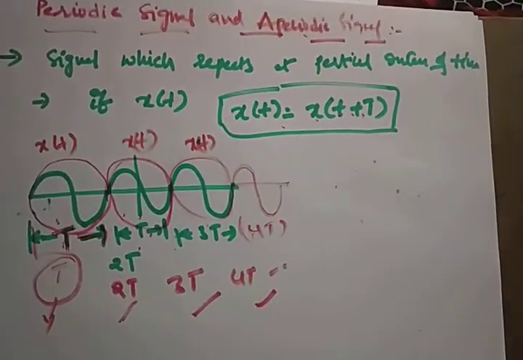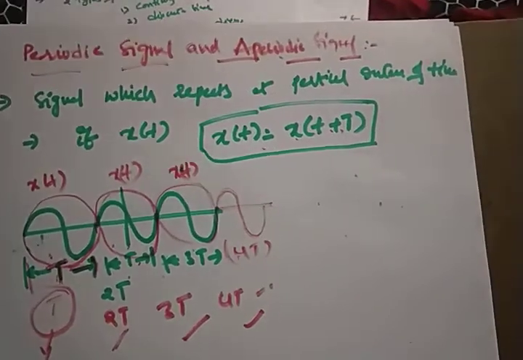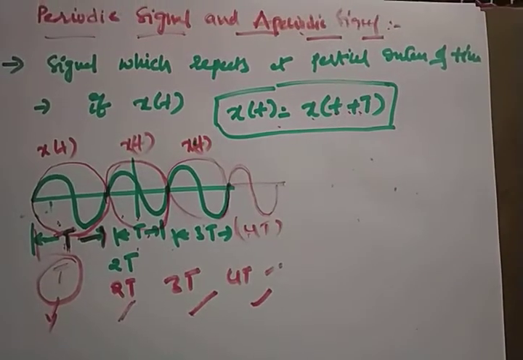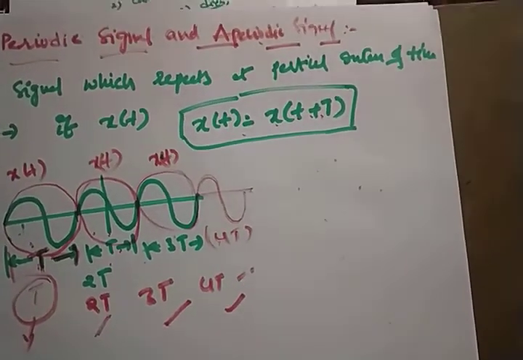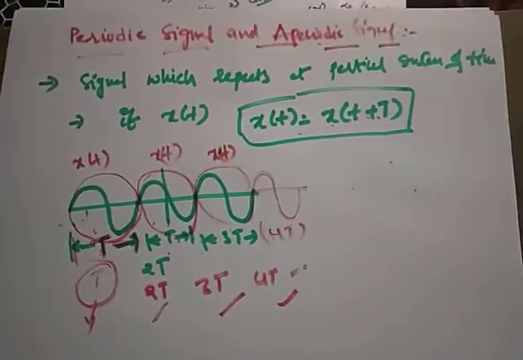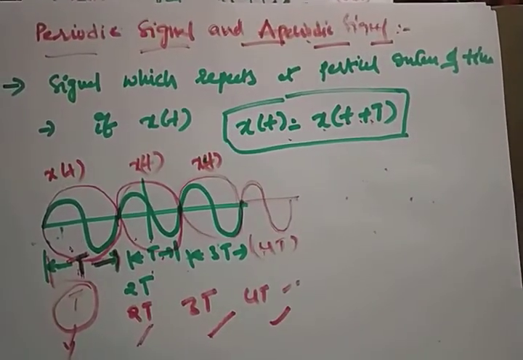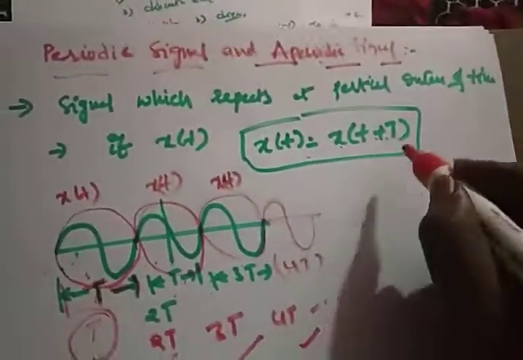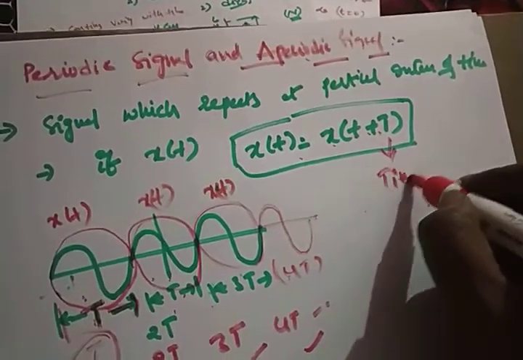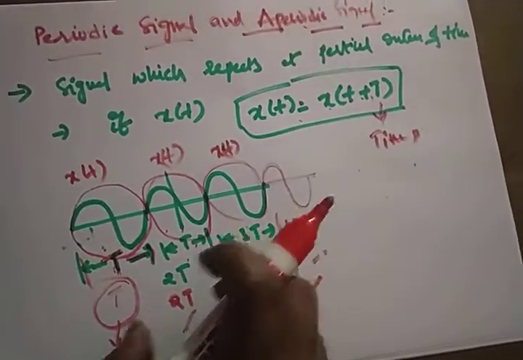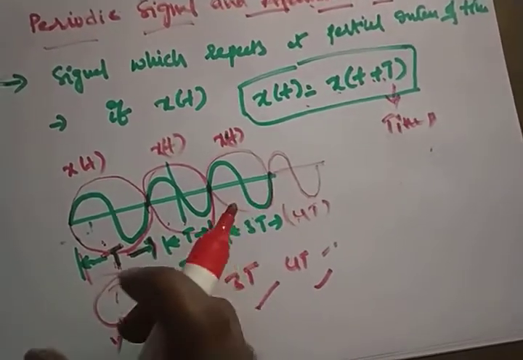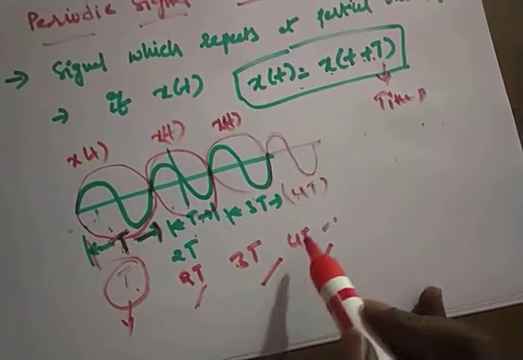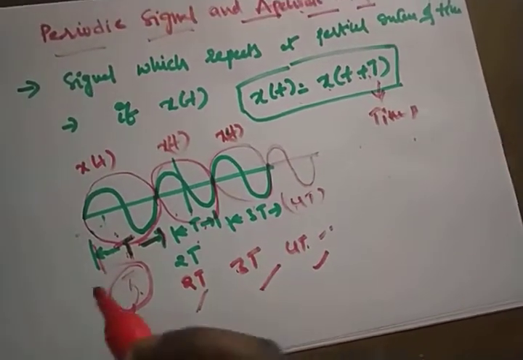That means what is a periodic signal? If a signal is said to be periodic, it repeats for a particular interval or period of time. If x of t is a periodic signal, it satisfies x of t equals x of t plus T. So here T is called the time period. What is the time period? The lowest value of the interval of time. T, 2t, 3t, 4t: the lowest value is T, so we call it the time period.